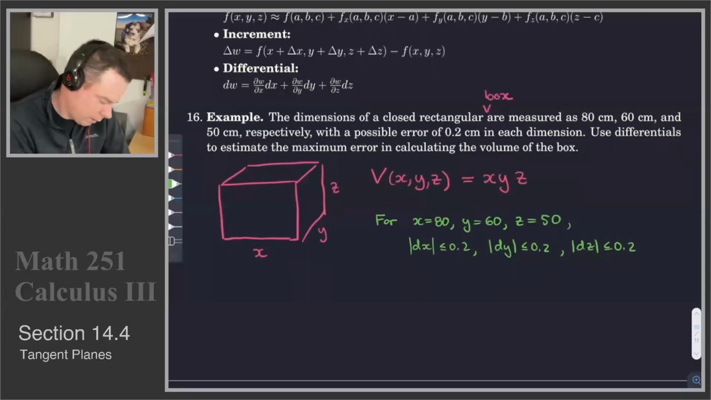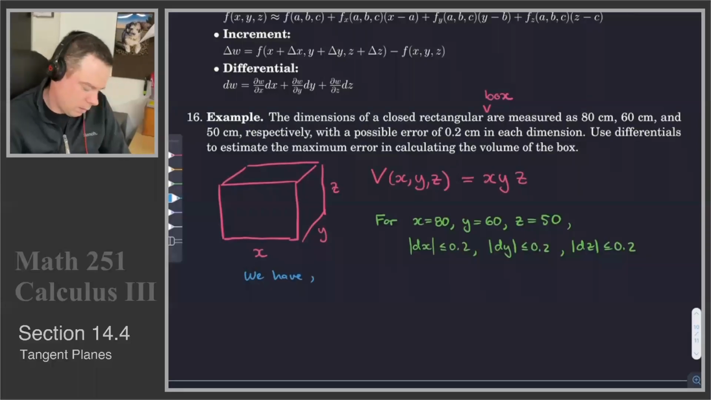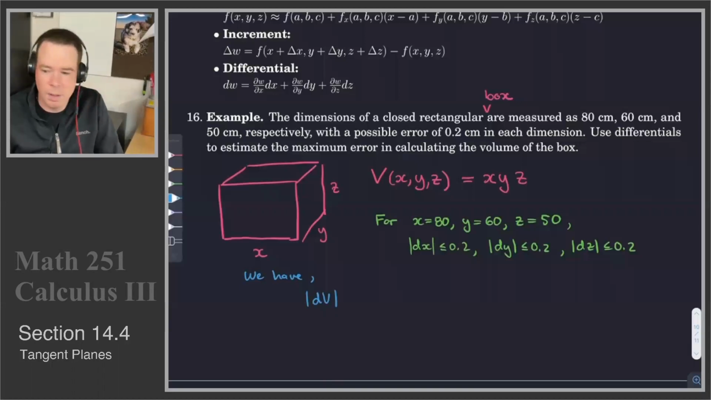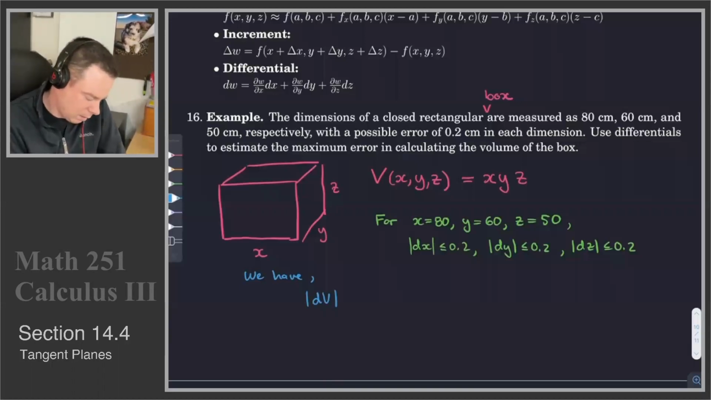And so now what do we have? Well, if we use these raw values, 80, 60, 50, with those possible changes to our inputs of dx, dy, dz, what is going to be our change in our output? So we'd like to know, what is dV? What is the biggest dV can be? What is the biggest differential of V? What is the biggest change in V that can happen? Well, what is dV? I'll write the absolute value signs out here.